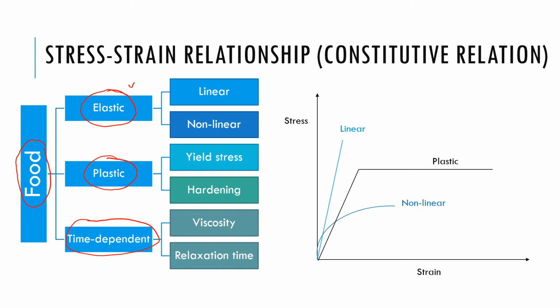Elastic material instantaneously deforms when we apply load, and after removal of load it comes back to its original shape. Now this kind of response can be linear, like it's shown here. So it increases linearly with strain, and it can be non-linear like this one. So the stress and strain do not increase in the same proportion. This type of behavior is also quite common for food materials.